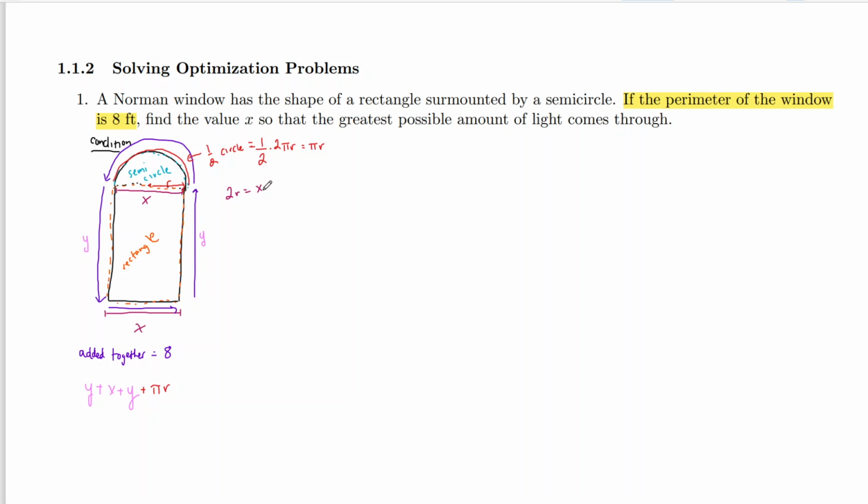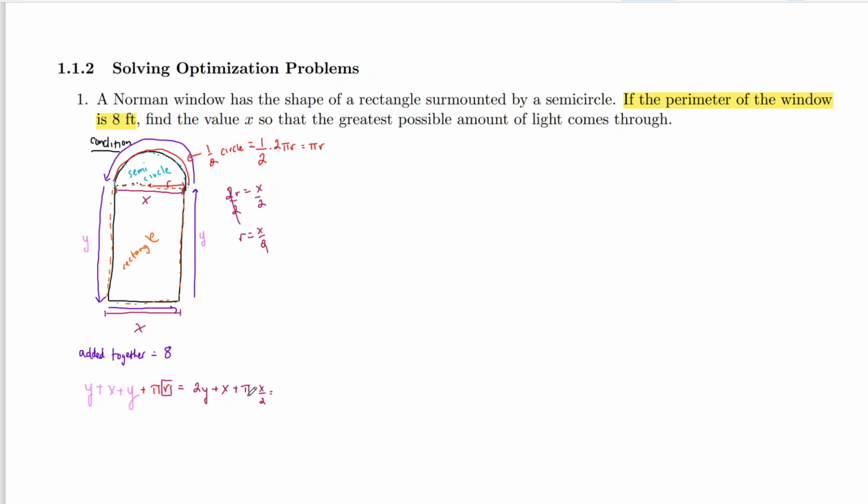Now what you want to do is plug in and get x, because at the end of the day, we want to solve for x. So you don't want to get rid of x in your equation. You want to get rid of r. We go ahead and divide by 2. We get r equals x over 2. And we can plug that in right there to our perimeter equation. And we have y plus x plus y. Well, I'm going to make that 2y plus x plus pi times r, which is now x over 2.